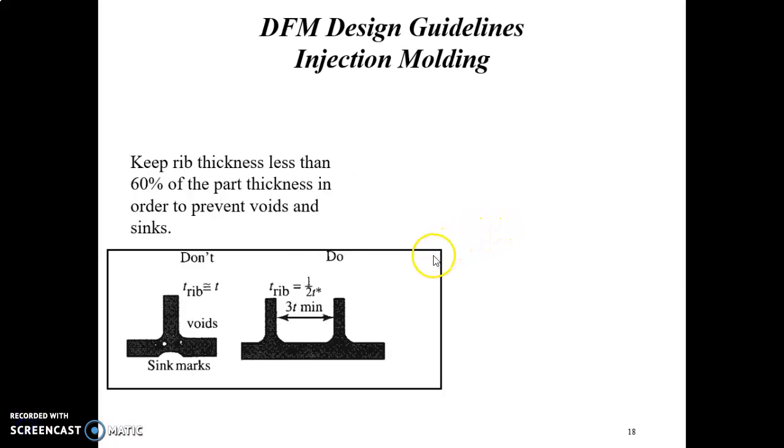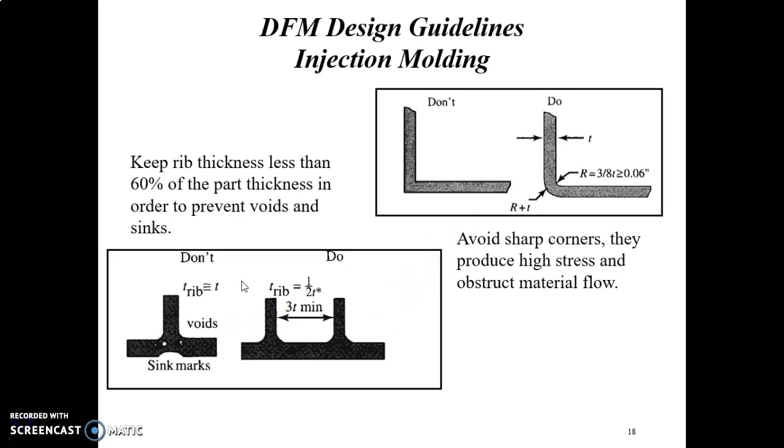Keep the rib thickness less than 60% of the part thickness in order to prevent void and sink. So maximum rib thickness should be 0.5 to 0.75 of the nominal wall thickness to avoid creating sink. To avoid thin sections of steel in your mold, the distance between the ribs should be at least 3 times the nominal wall thickness. Ribs should have a draft angle of at least half degree per side in order to accommodate easier ejection from the mold.